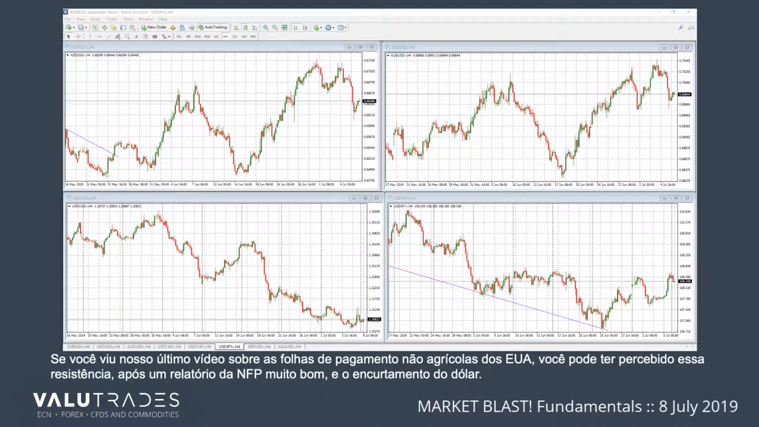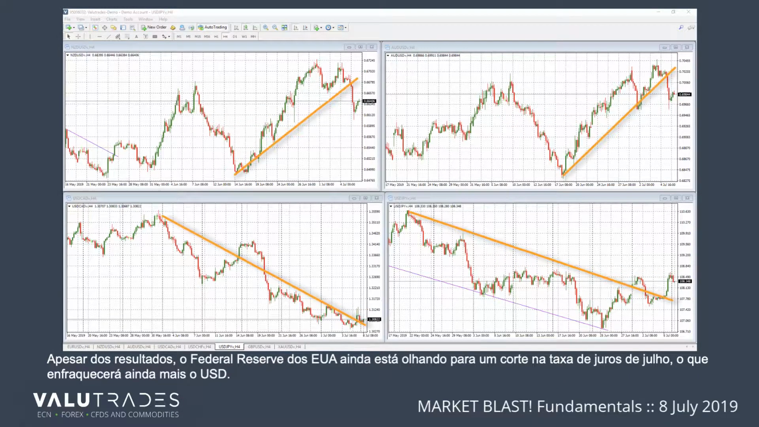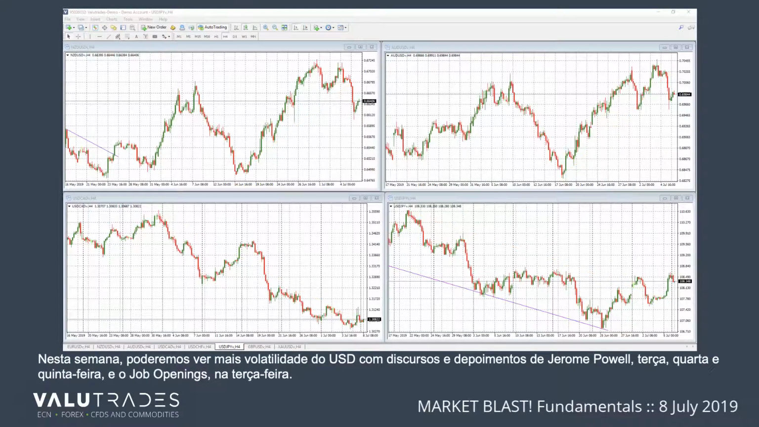If you caught our last video on the U.S. non-farm payrolls, you may have seen this bounce off resistance after a very good NFP report and are shorting the U.S. dollar. Despite the results, the U.S. Federal Reserve is still looking at a July interest rate cut, which will further weaken the U.S. dollar.